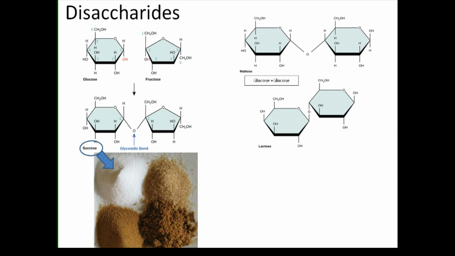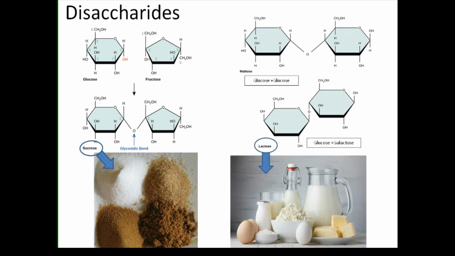Sucrose is formed between a glucose and fructose monomer. It is commonly known as table sugar. Other disaccharides that are important to organisms are maltose and lactose. Maltose is going to be two glucose molecules joined together by that glycosidic linkage, and lactose is glucose and galactose joined by that glycosidic linkage.